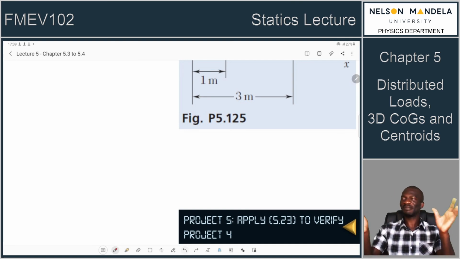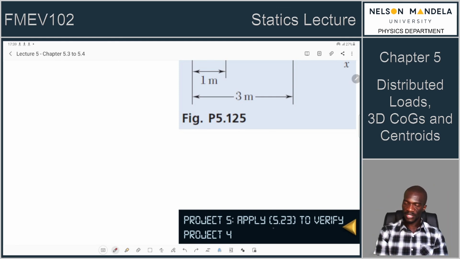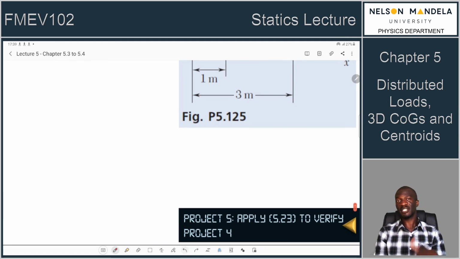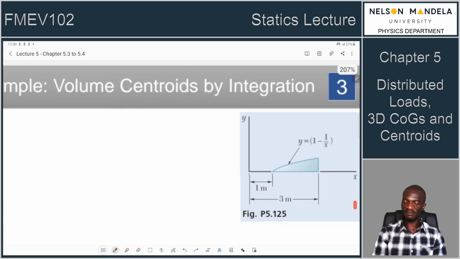I'm not going to mark them. It's just for us to see if these things are actually sinking. So apply equation 5.23 to verify project 4. Remember project 4, right? Just look at the text for project 4. You were supposed to use Pappus-Guldinus to verify the volume of your mug. So now to verify project 4, you are using equation 5.23.